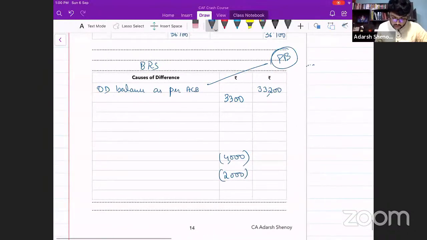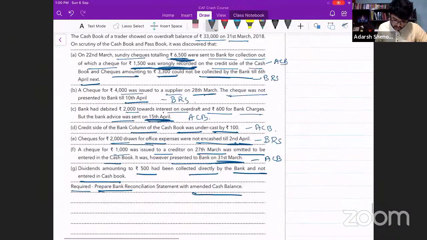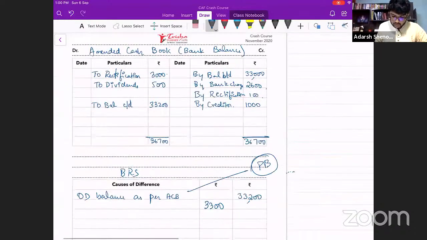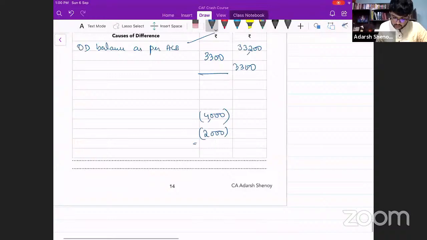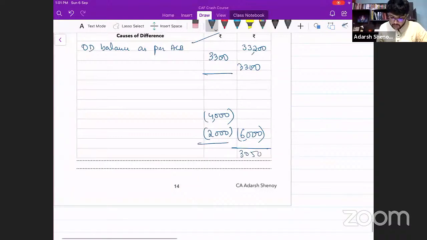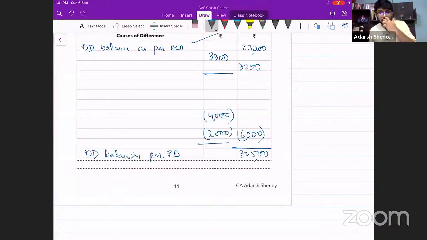So that's all, right? Only 3 items we have for BRS. This has come on ACB. So the total is 3,300 over here. This total is 6,000 minus. What is the balance? 30,500. Could you tell me this balance is as per what? As per passbook, favorable or unfavorable? OD balance. You started with OD balance, you're going to end with OD balance if it's a positive number.